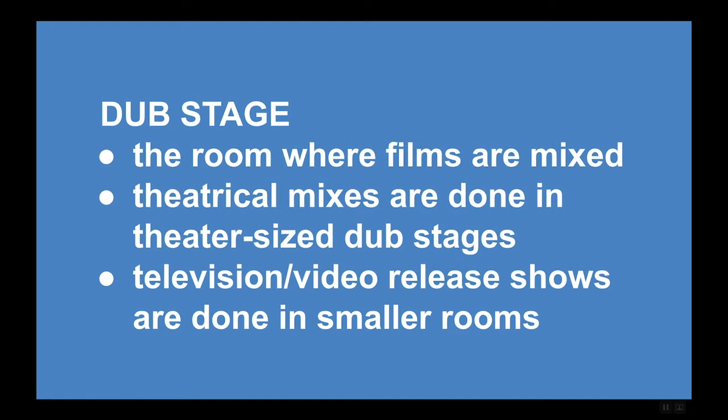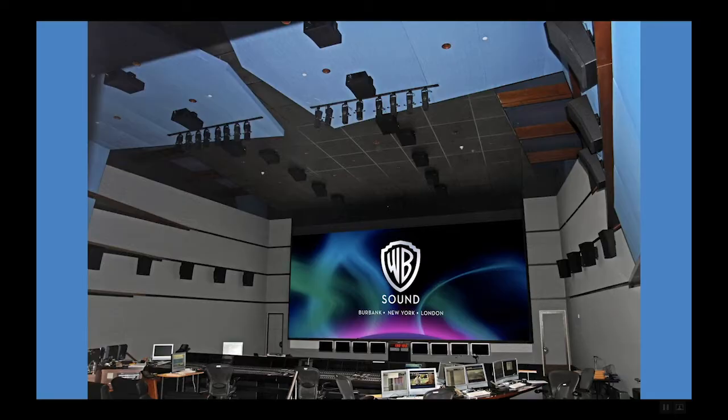And films are mixed on a dub stage. That's the term for big theater-like mixing rooms where they mix theatrical releases. So whatever you would see at the local multiplex theater will have been mixed in a dub stage. So they're very large, the same scale as a theater, same general proportions. Television, video releases, and streaming shows are usually mixed in a smaller room, something maybe about the size of West Penn 212. Here's what a dub stage looks like.